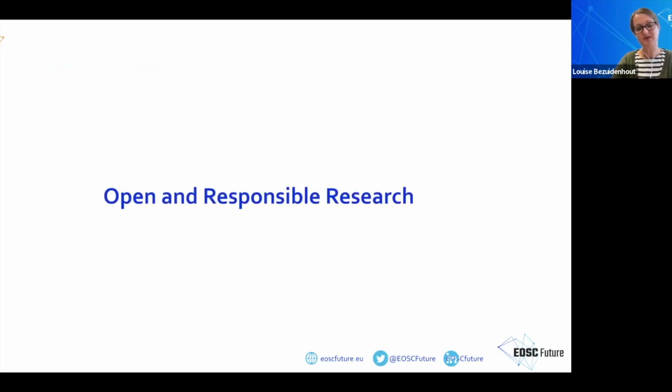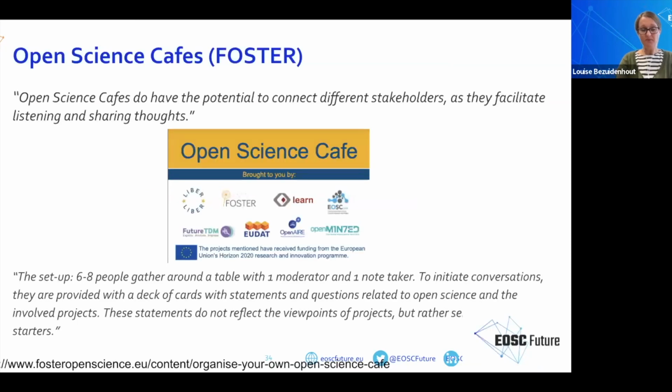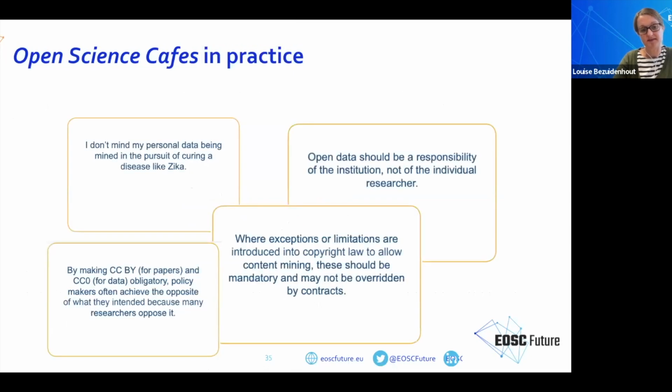So in terms of open and responsible research, the Foster Project a few years ago created open science cafes, which are a set of decks, a set of cards with statements and questions relating to open science and projects that are working on open science. They're not necessarily absolute statements, but rather starter questions and prompts that can help you to start the discussion.